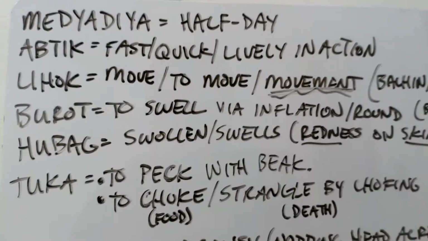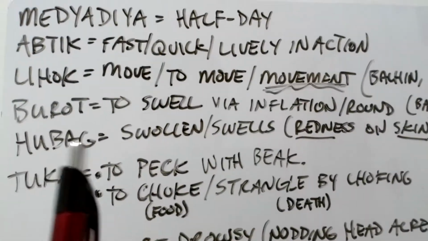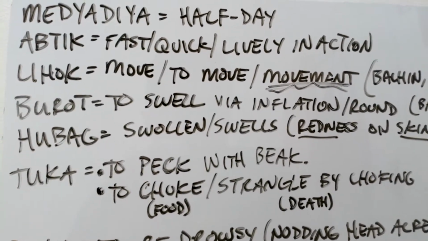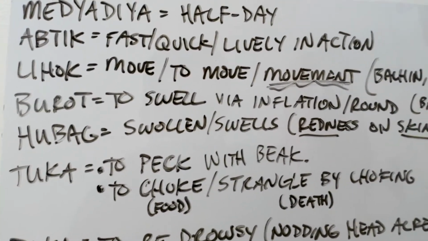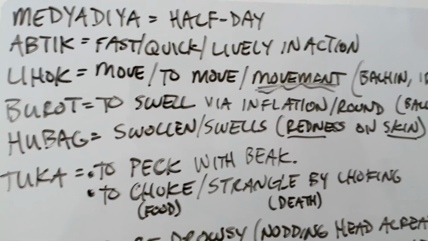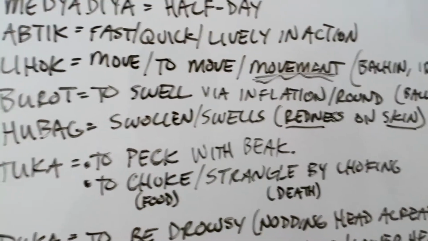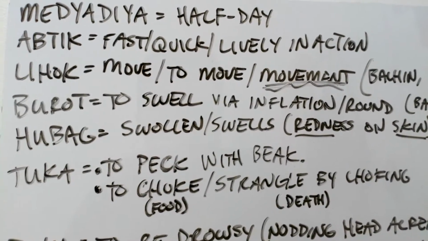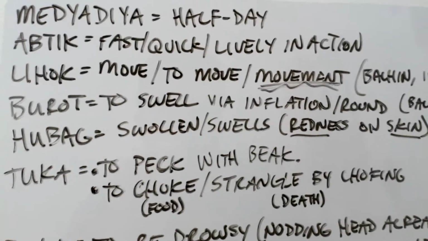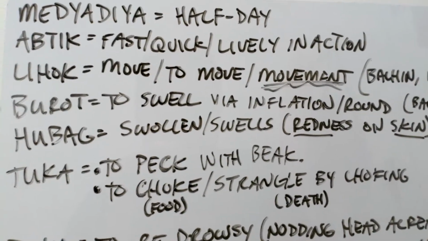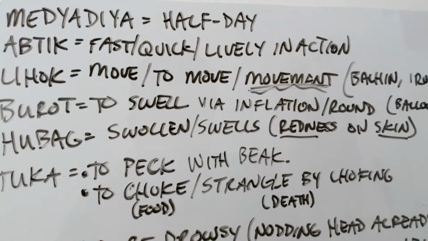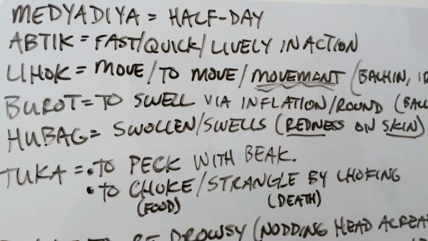The next one is abdik, which describes someone who is fast, quick, lively, and very live in action, always jittery and moving around, just that kind of person. Just an active person. Abdik. It's a really active person who's fast and quick and moving around.